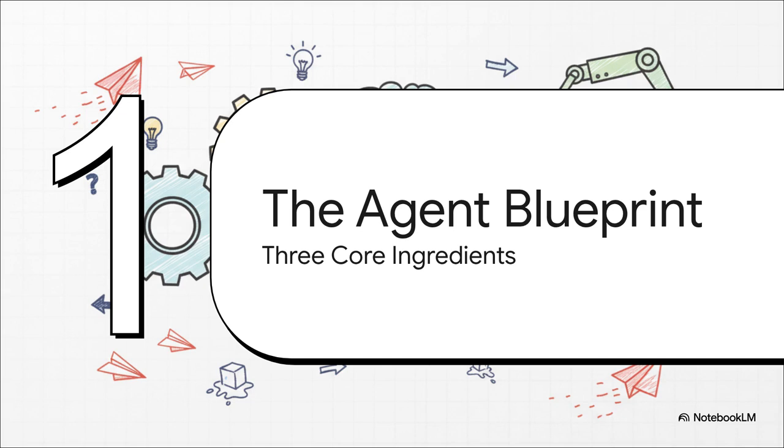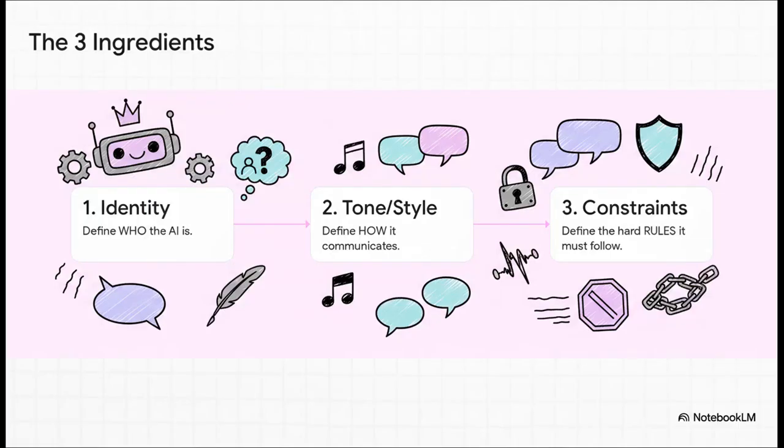Okay, so building one of these powerful agents might sound complicated, but I promise you it's not. It really just comes down to a super simple three-part blueprint. Let's break down the core ingredients. Every really good agent is built on these three pillars. First up, identity. Who is this AI? Second, tone and style. How does it talk? And third, and this is a big one, constraints. What are the non-negotiable rules it has to follow?